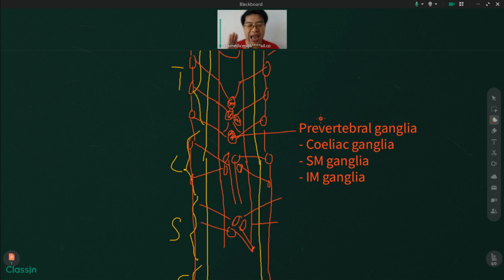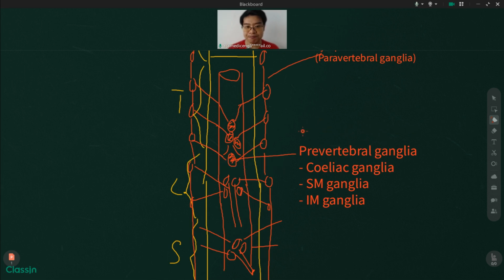But now let me tell you something more. These branches right there that are going to the celiac ganglia, for example, this is the celiac ganglia. These branches that go to the celiac ganglia usually make one trunk. They don't go as three separate branches like this, but they go like this. So this is the sympathetic chain. These are some of the ganglia associated with the celiac ganglia.